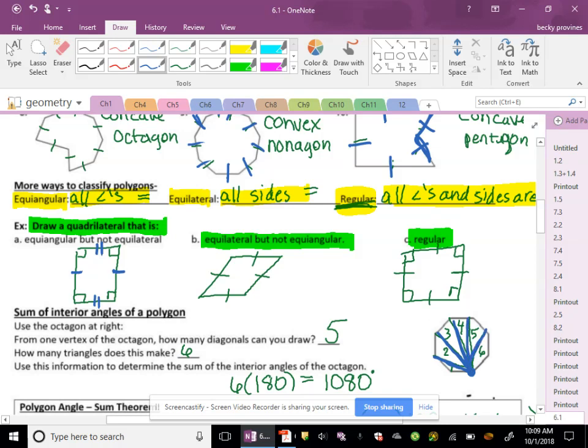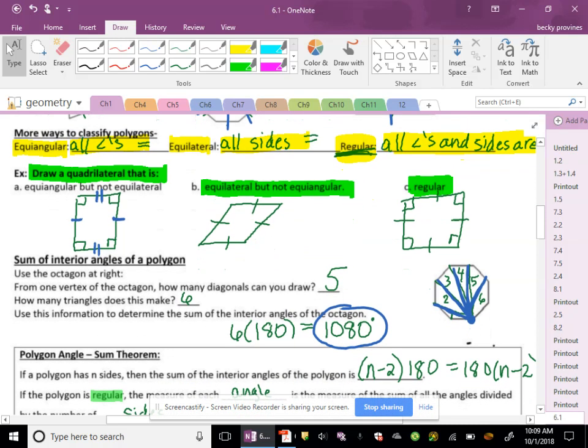Now that created 6 triangles. And so if there's 6 triangles, we know triangles are 180 degrees each. So if I take 6 times 180, I get 1080. So that's how many degrees are inside of the polygon.